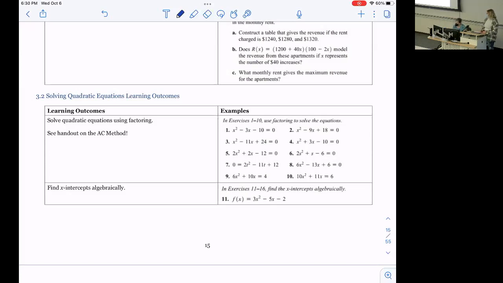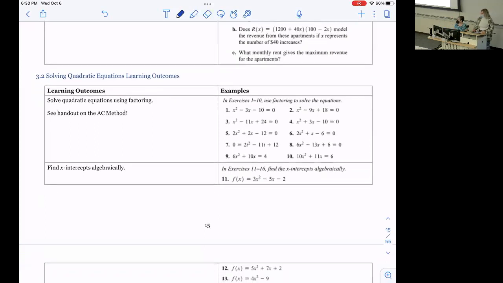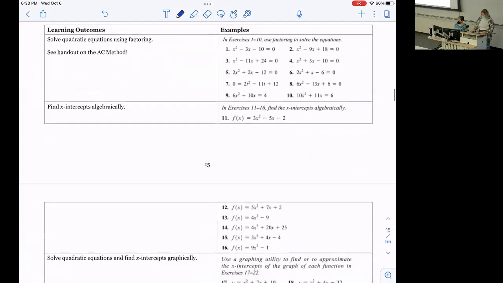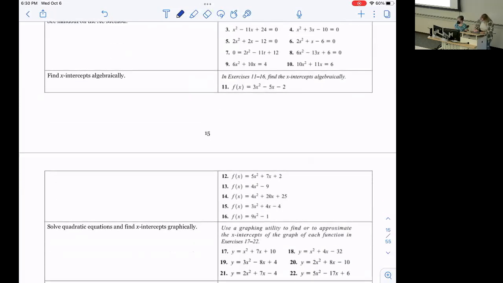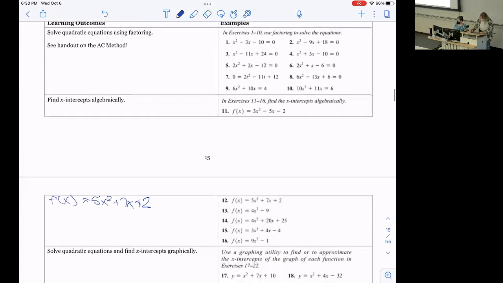Okay, so do we have any questions over questions 1 through 10? How about the next section, finding x-intercepts algebraically? Student number 12. So if we're given f of x equals 5x squared plus 7x plus 2, I'm assuming that we're going to be using the AC method for this one as well.